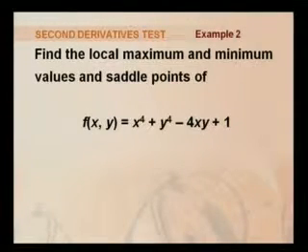Now again we will look at an example, and the question is: find the local maximum and minimum values and saddle points of the function f(x, y) equal to x to the power 4 plus y to the power 4 minus 4xy plus 1.